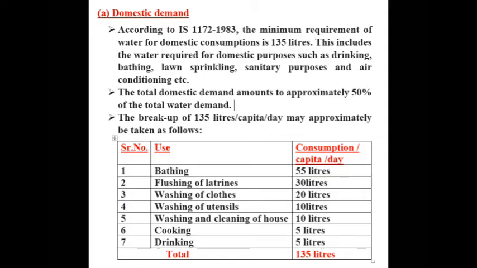Our next point is domestic demand. According to IS 1172-1983, the minimum requirement of water for domestic consumption is 135 liters. This includes water required for domestic purposes such as drinking, bathing, lawn sprinkling, sanitary purposes, and air conditioning, etc. The total domestic demand amounts to approximately 50% of total water demand.